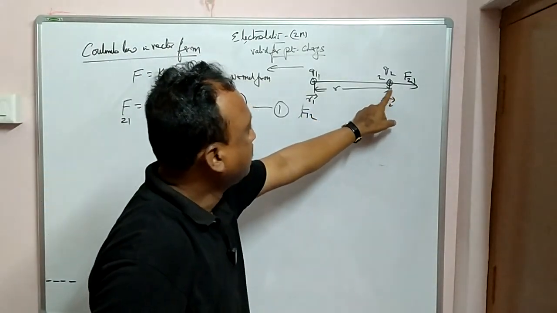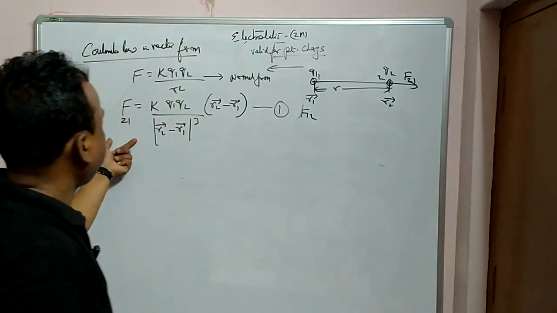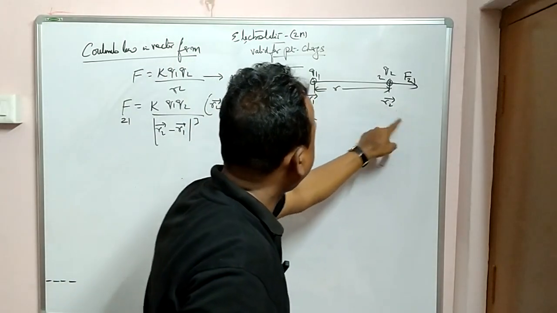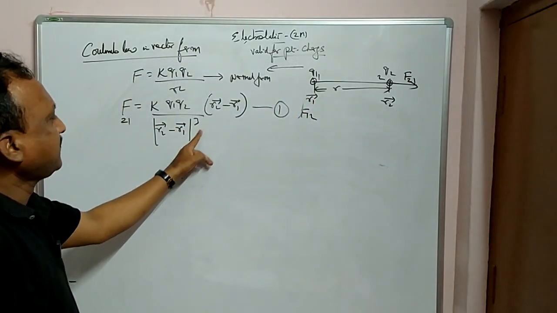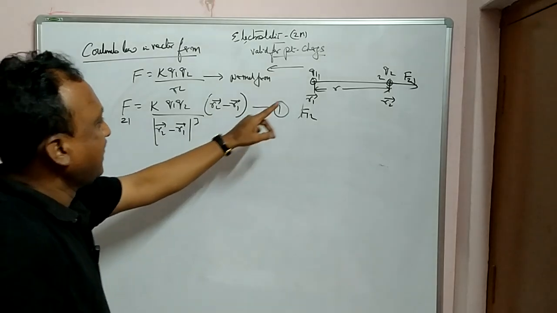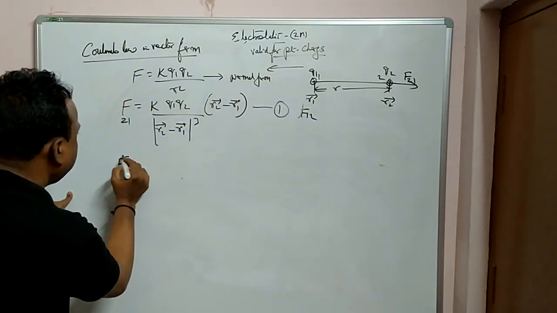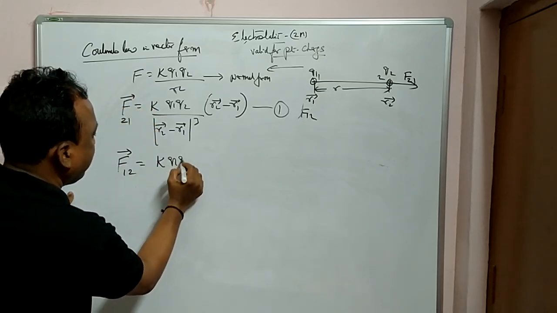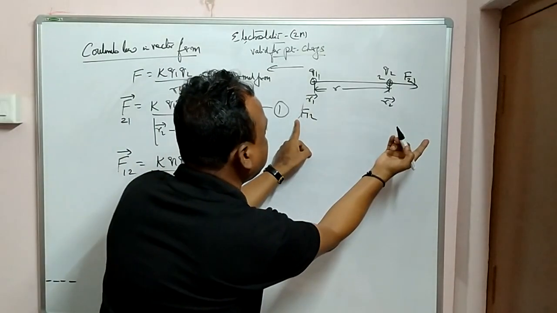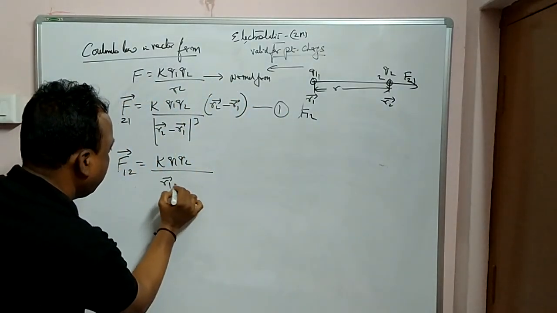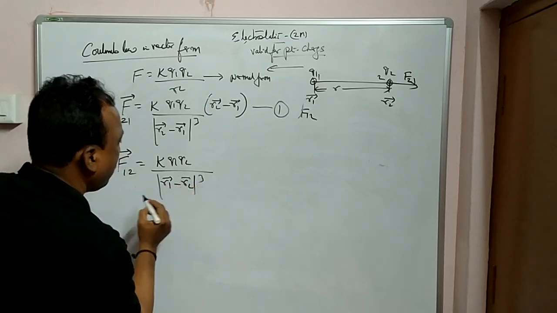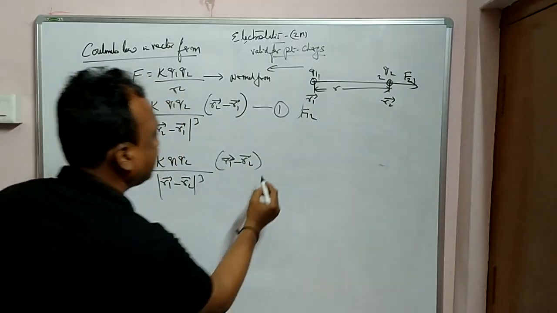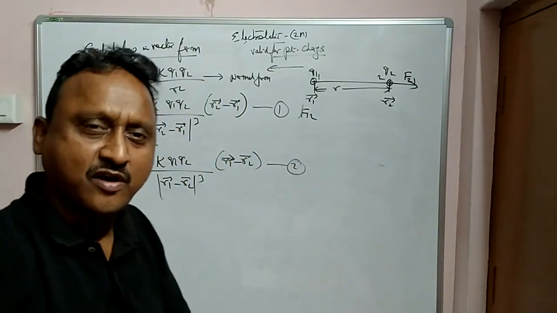The force acting on the second point charge due to the first is given by K Q1 Q2 by, in the place of this d square, how can we write it? Modulus of r2 minus r1 vector whole cube, into r2 vector minus r1. In the same way we can write it here too. The force on 1 due to 2 is K Q1 Q2 by modulus of r1 vector minus r2 vector whole cube, into r1 vector minus r2 vector. This is the vectorial representation of Coulomb's law.